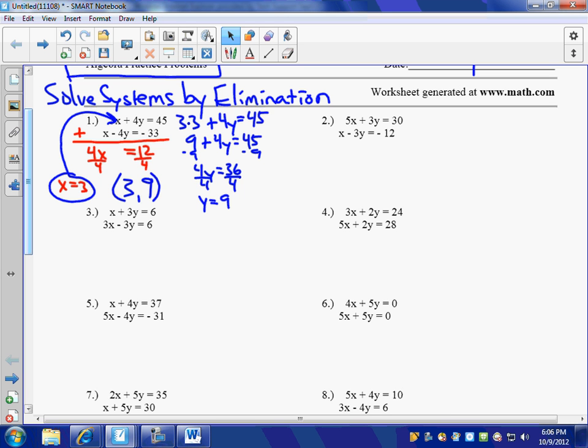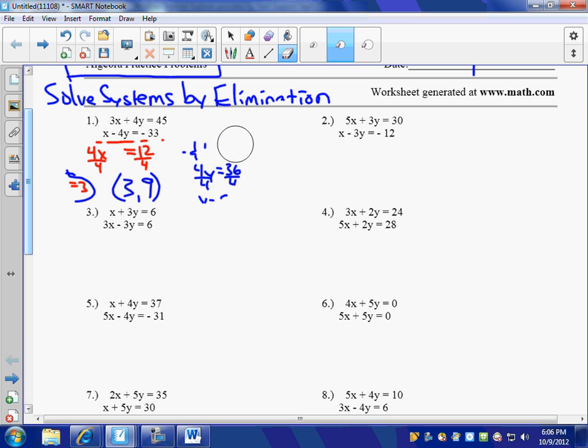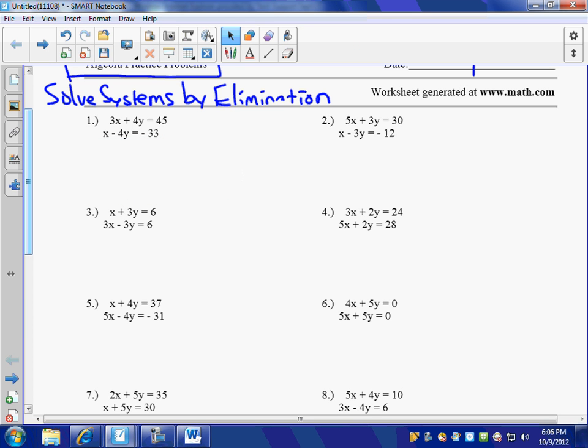I have plenty of problems on here for you to practice. But the question is, when do we add? When do we add after switching the sign? Well, let's look at example 4. If we add them together, does anything cancel? 3x plus 5x is 8x. 2y plus 2y is 4y. Nothing canceled. So I'm going to have to switch the sign.